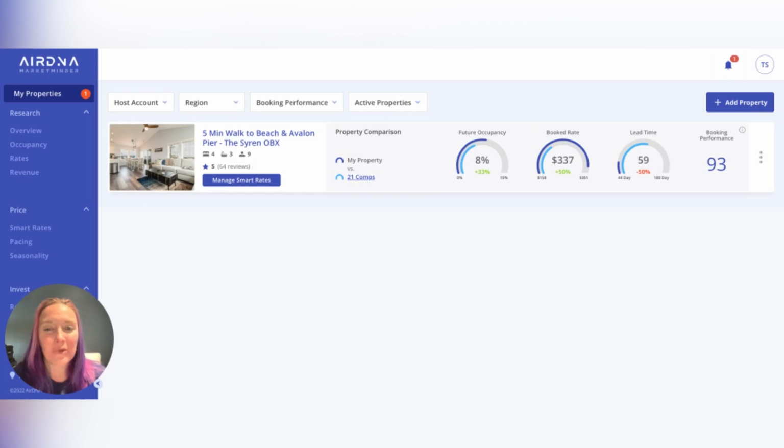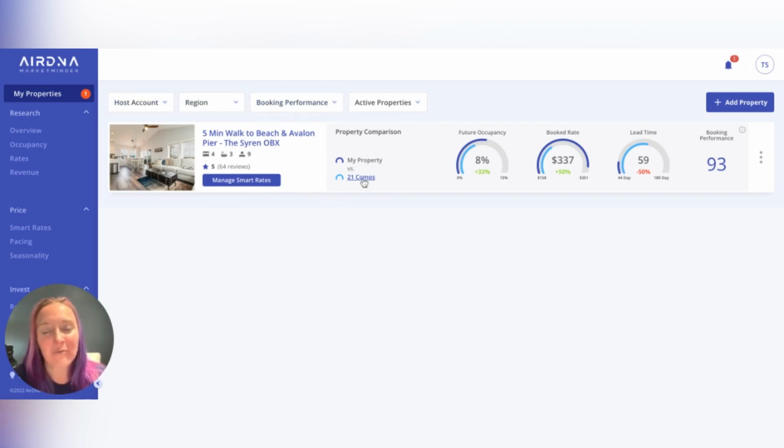I'm going to take you through this property comparison chart today and just break down what this is showing you. To help you understand what we're looking at, this is under My Properties, and this is my actual property in Kill Devil Hills, North Carolina. I have my Airbnb listing connected into AirDNA MarketMinder. There's some videos on that if you need some help with that.